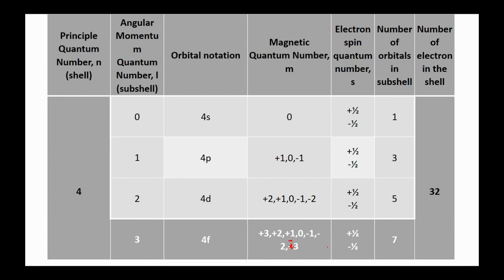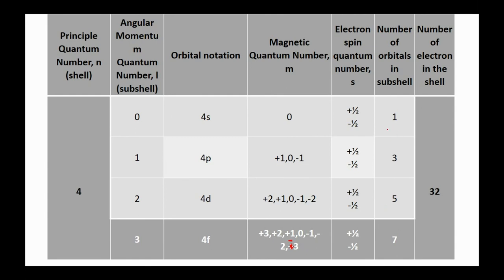Negative 3. So there are 7 values here. So there are 7 orientations for the F orbital. So we look at this one. The value is based on this one from earlier. Okay, 3 orbitals because there are 3 values, and so on.